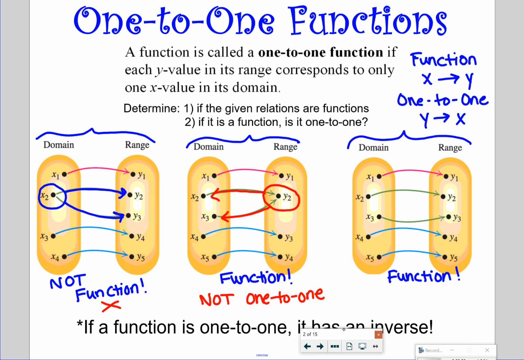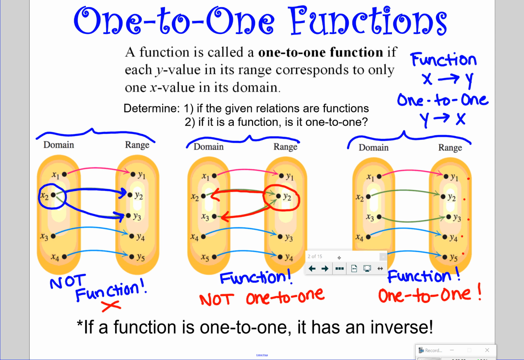And then let's look at the last one. We already said each x goes to one y, and now if we look the other direction, does each y go to one x? And the answer is yes here. There's no y values that go to two different x values. So this is an example of a one-to-one function. Now, why do we care if a function is a one-to-one function? Well, we care because it means it's invertible, meaning it has an inverse and we can calculate the inverse, which is kind of what we're building up to in this section.